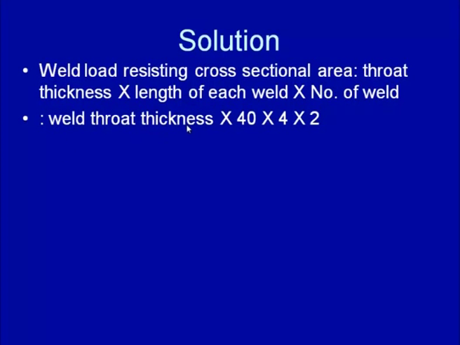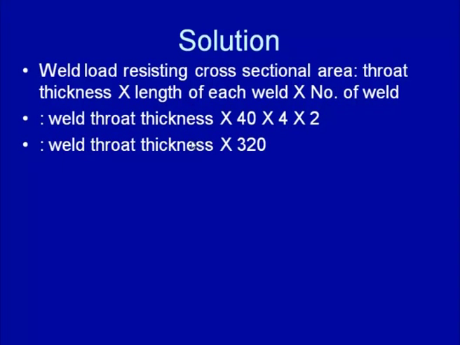So, the weld throat thickness is not known here in the initial stage, and the 40 mm is the length of the weld. For the number of welds on one side, the number of welds on both sides is to be multiplied by 2. So, there will be 8 fillet welds, each of 40 mm length, and the weld throat thickness is to be obtained.